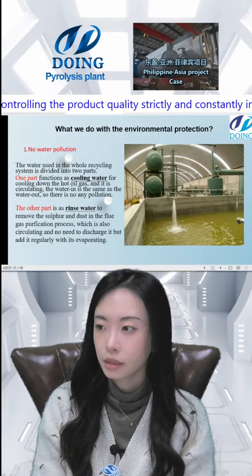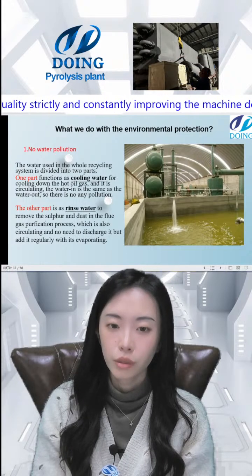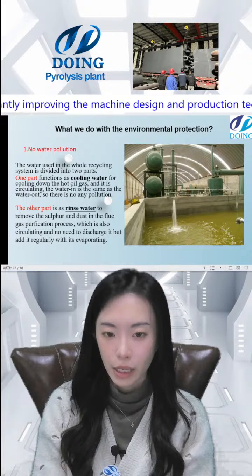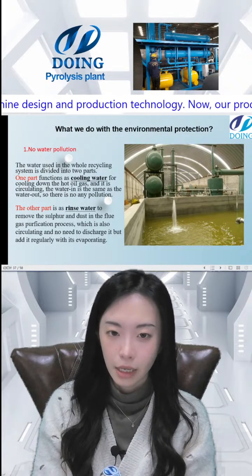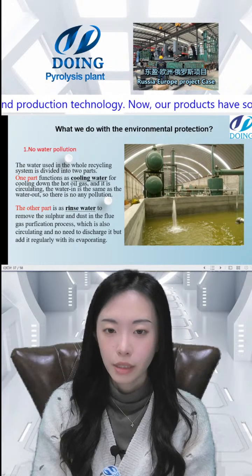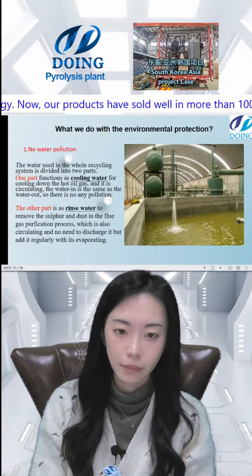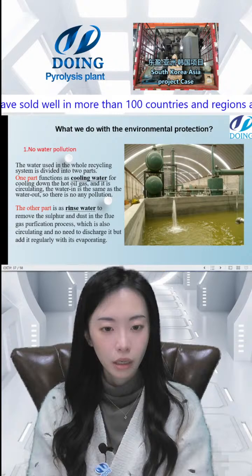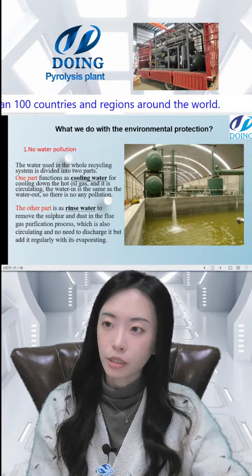And the second is the rinse water to remove the sulfur and dust into the flue gas purification process, which is also circulating and no need to discharge it, but add it regularly when it's evaporating. Now this is the second water, so we don't have any water pollution during our production.